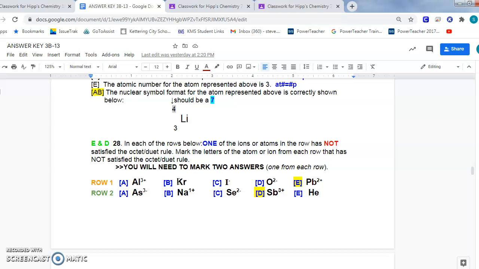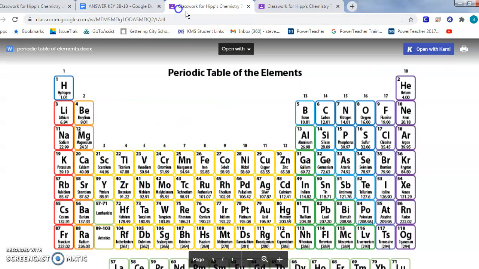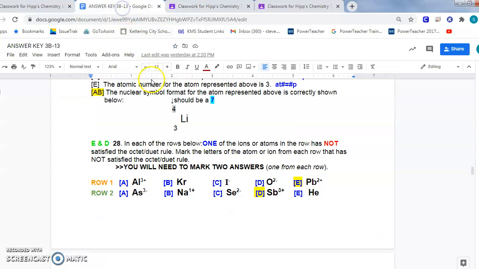Does krypton satisfy the octet duet rule? Krypton's a noble gas right over here, number 36. The noble gases are noble. They don't react. They're inert. Noble means that they don't react with any of the other common elements. The noble gases don't react because they are already chemically stable. They've satisfied the octet duet rule.